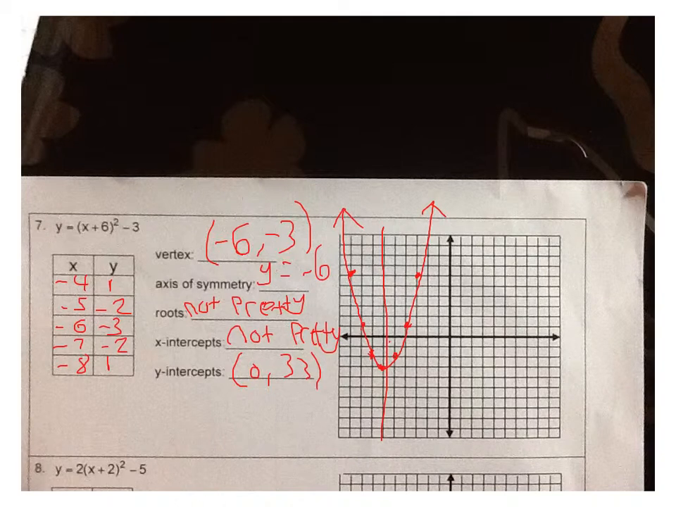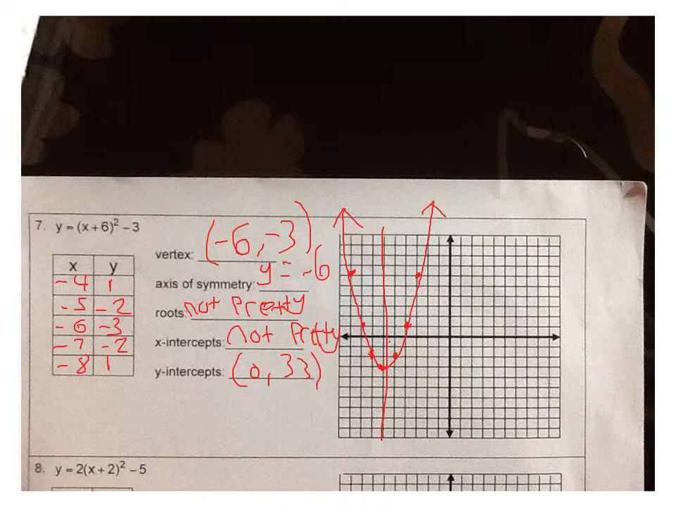You see that the vertex is at -6, -3, and I figured that out using the vertex equation, and knowing that the k and the h give you the vertex. So that's how I got the vertex. The axis of symmetry is the line that crosses through the middle of the vertex, and that was at -6. And the roots are the x-intercepts.